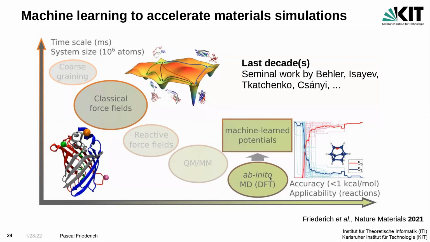And in the last decades, it was shown by people like Behler, Isayev, Tkatchenko, Csányi, and others that machine learning-based methods, machine learned potentials, can basically replace the ab initio part in ab initio MD simulations. So they can replace the costly quantum mechanical simulations at a much lower cost, but almost the same accuracy as the training data. So they can basically break out of this simulation trade-off here and deliver very highly accurate energy and force predictions at a much lower cost.